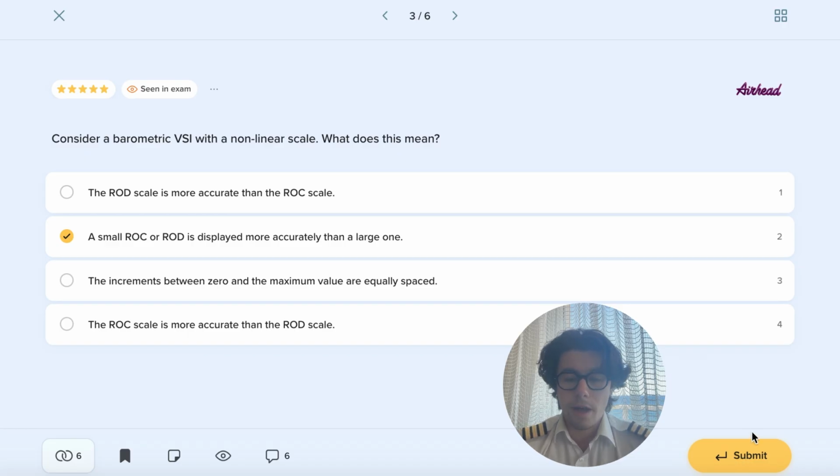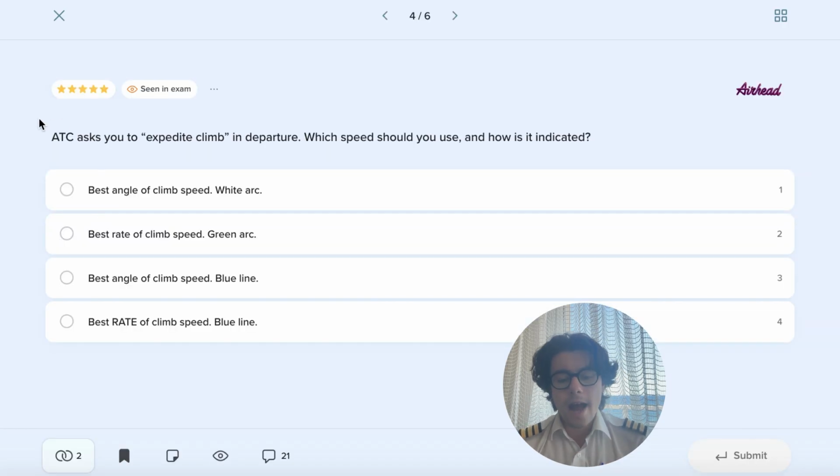Now going into question number 4: ATC asks you to expedite climb in departure. Which speed should you use and how is it indicated? So here the authors are asking whether we know the difference between Vx, which is the best angle of climb speed, or Vy, which is the best rate of climb speed.